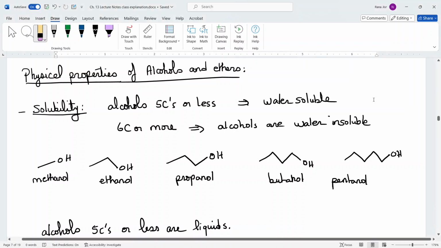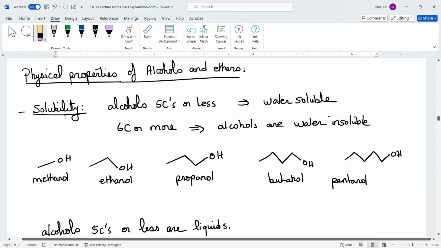There are two types of physical properties that we care about for these functional groups. Both are controlled by the number of carbons as well as the hydrogen bonding. So let's start with the first physical property, which is solubility. The solubility is the ability of the compound to be soluble in the solvent.